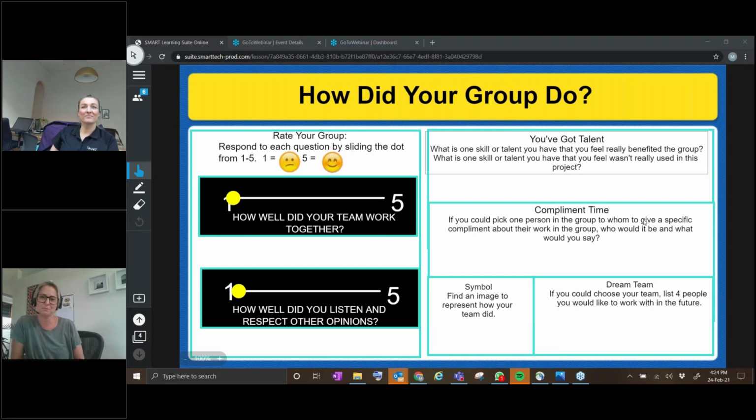And Molly, I love this one because it not only makes them reflect on their talents, which, as Aussies, we tend to shy away from big noting and saying, I was a really great communicator then, but it makes them focus on what their skill sets actually are. But my two favourites are the compliment time and the dream team.